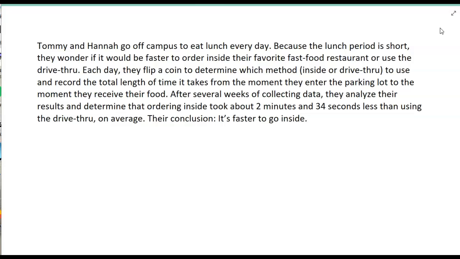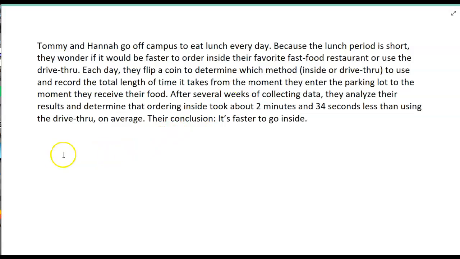And so each day they flip a coin to determine which method, going inside or driving through, to use, and record the total length of time it takes from the moment they enter the parking lot to the moment they receive their food. They take several weeks of collecting data, they analyze the results, and they determine that ordering inside took about 2 minutes and 34 seconds less than using the drive-through on average. Their conclusion: it's faster to go inside.